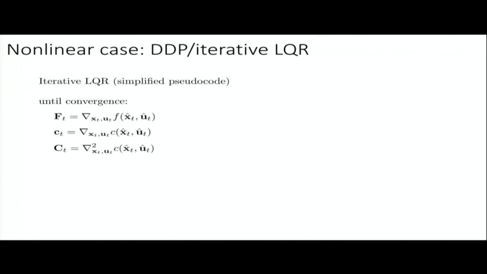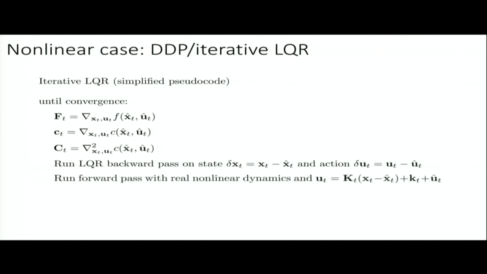So the way that the iterative LQR works, here's the pseudocode. Until convergence, we're going to take our nonlinear dynamics, compute their derivative, and set that as our dynamics matrix component f. We'll take our cost, we'll compute its first derivative and its second derivative to get big C and little c at every time step. Then we're going to run the LQR backward pass on the state delta x and on the action delta u. And then that'll get us a controller capital F and lowercase f.